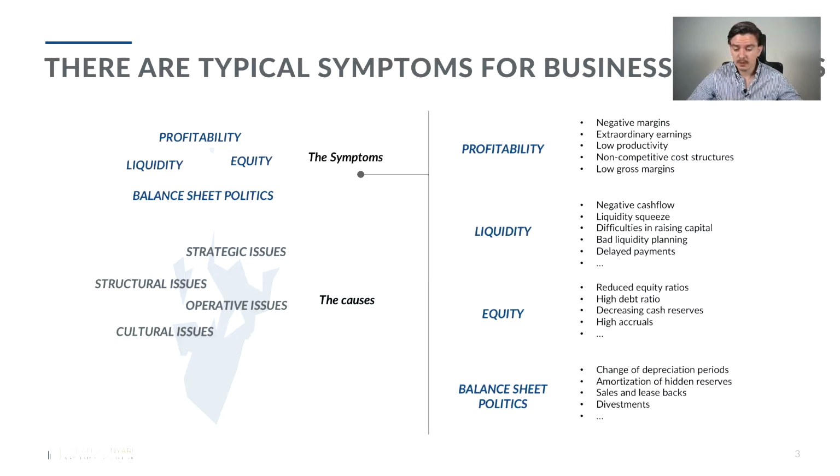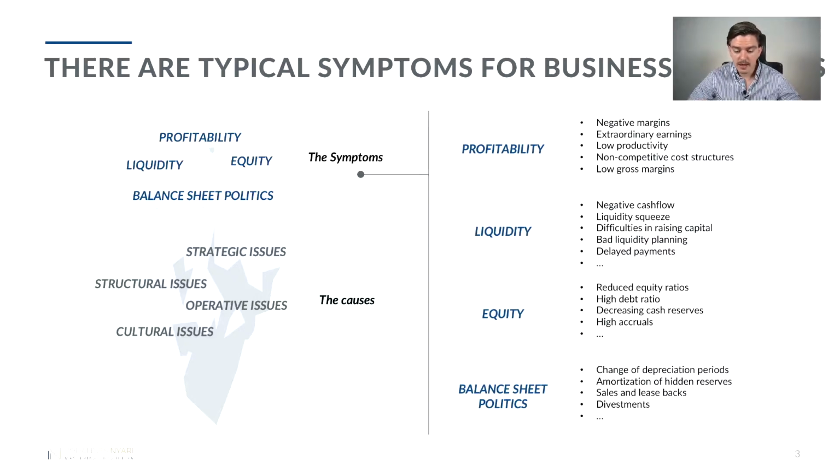If you take a look at the liquidity, and you usually find that in the cash flow statement, so you take a look at the operational cash flow, at the financing and the investing cash flow, there are also some signs that this company has serious problems. For example, they can have a negative cash flow. They can have a liquidity squeeze, which means that there is a lack of liquidity, that they have difficulties in raising new capital. So you would see that in the financing cash flow, that they have really insufficient or bad liquidity planning, or maybe they have some delayed payments because they are not able to pay anymore.